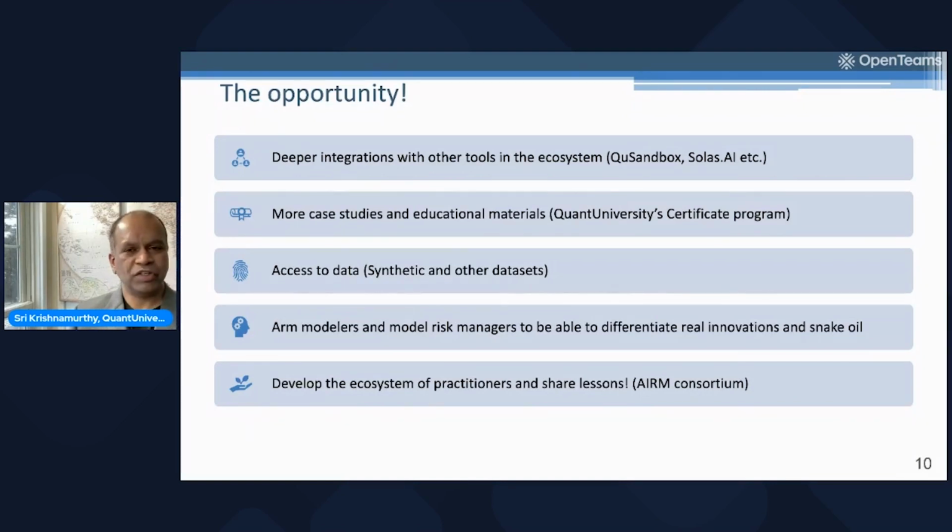And I think there's an opportunity to arm modelers and model risk managers to be able to really differentiate what the real innovations are and what's snake oil, because you have a whole ecosystem of tools, and if someone comes up with, oh, here's a new model or a methodology which could potentially change the way in which you can do things, rather than just relying on a simple model card or the published literature from a particular vendor or service provider, you have the tools to be able to test it for your particular use cases and see whether those tools actually work for you. And it's one of the use cases why we're actually building out the Q Sandbox.